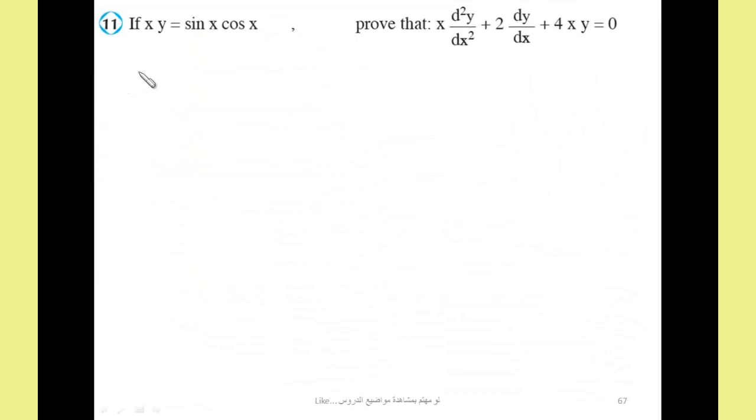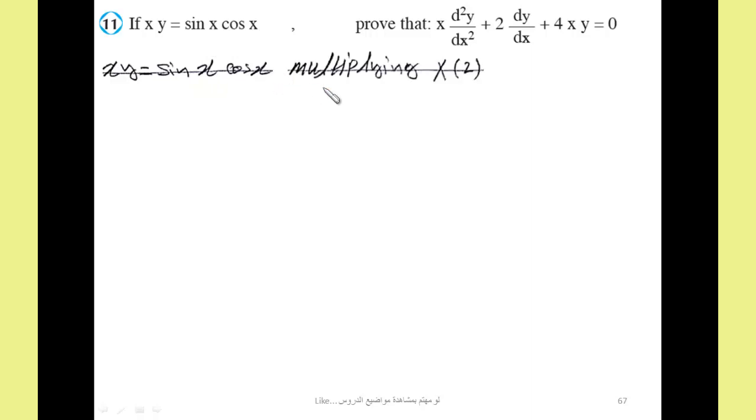Question number 11. If xy equals sine x cosine x, then prove that x d2y by dx squared plus 2 dy by dx plus 4xy equals 0. First of all, we must notice that we have sine x cosine x, and we know that sine 2x equals 2 sine x cosine x. So we will multiply both sides by 2 to get 2 sine x cosine x as follows. So we write multiplying both sides by 2.